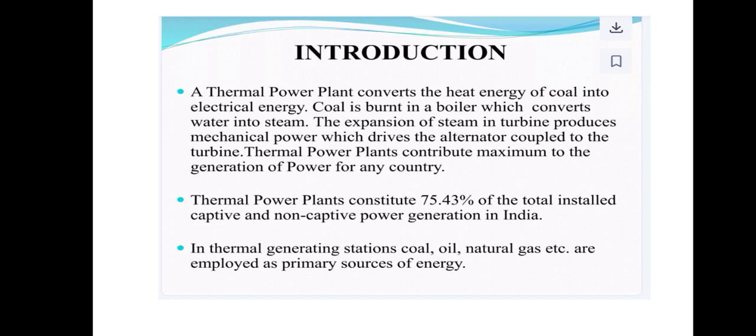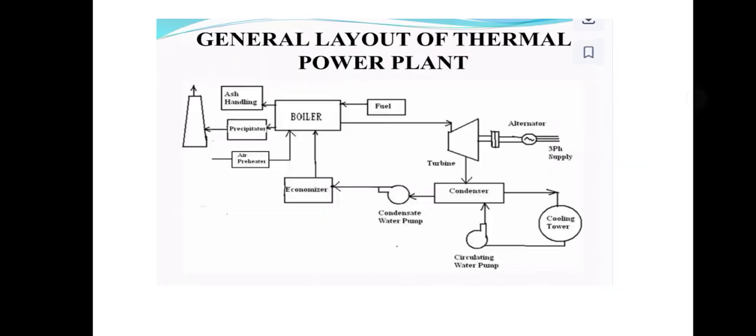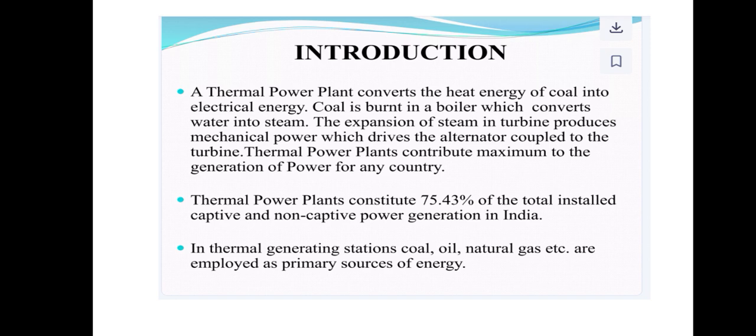Thermal power plants constitute 75.43% of total installed capacity of power generation in India. In thermal generating stations, coal, oil, and natural gas are employed as primary sources of energy.